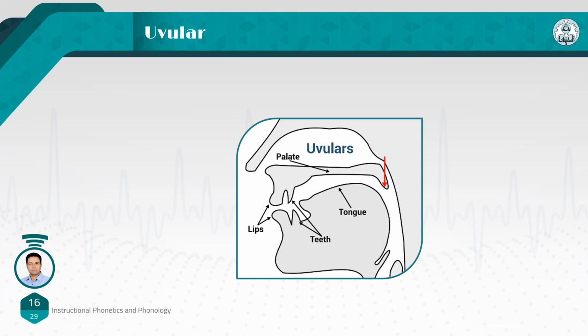Also, in the French language, we have r. In Farsi, we have r. In French, they have r, for example, rouge. Both of them are the same, but the French r is a little bit different from the r in Farsi, but both of them are uvulars.